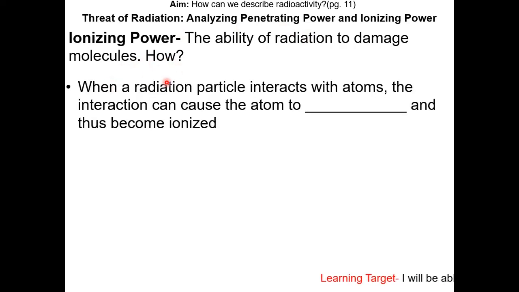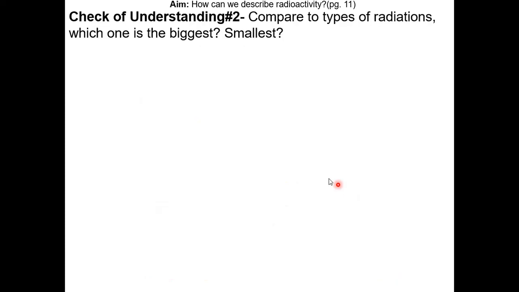Ionizing power is the ability of radiation to damage molecules. How does it do that? When a radiation particle interacts with atoms, the interaction can cause the atom to lose electrons, thus becoming ionized.